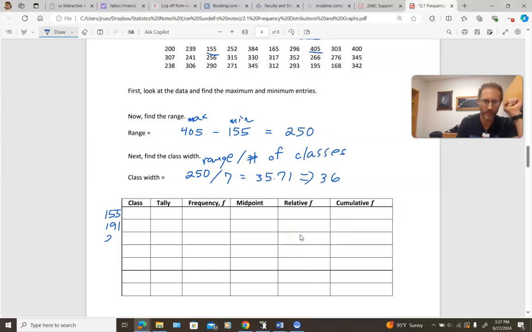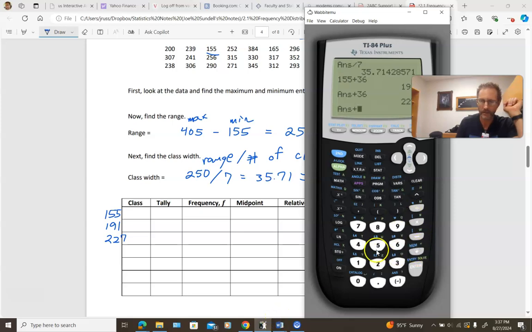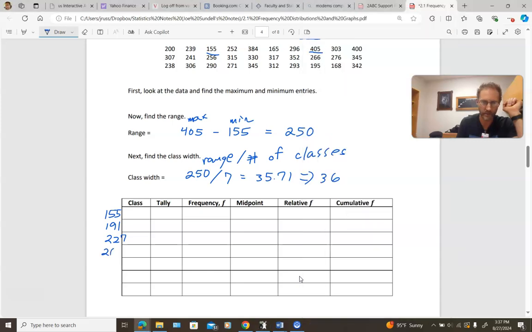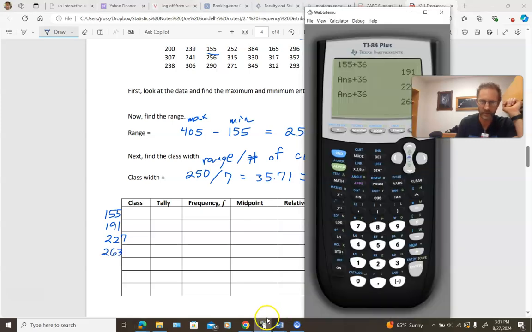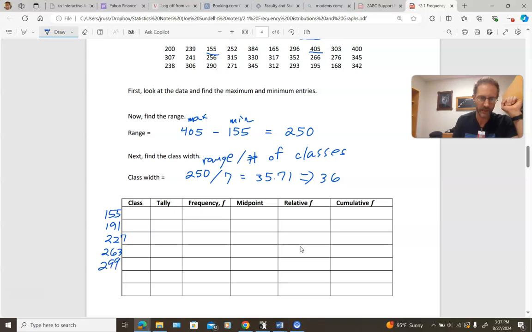And you get to 227. Another 36, I get 263. Another 36, we get 299. Another 36, guys, is going to give us 335, and another 36 is going to give us, what is that going to be? 371, if I'm not mistaken.